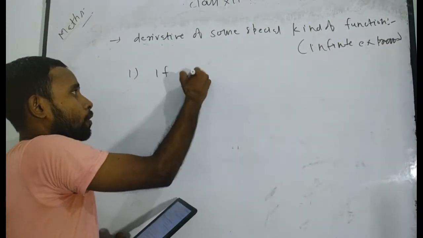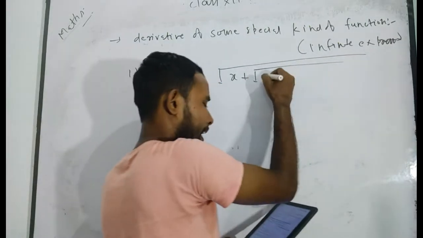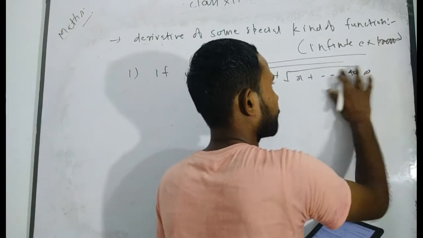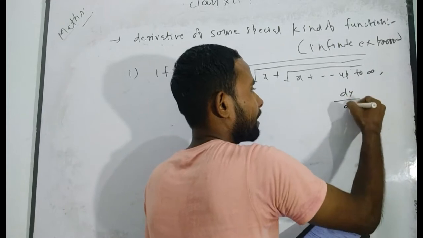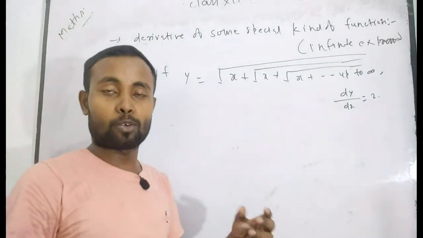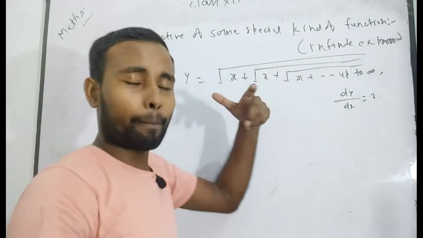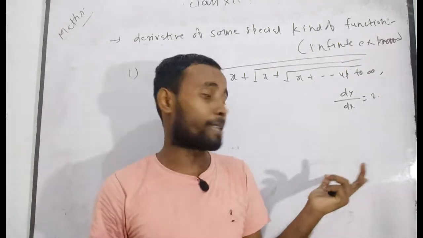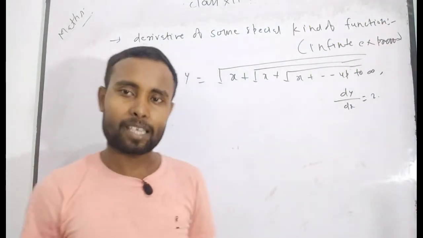Here it says if y is equal to root under x plus root under x plus root under x plus dot dot dot up to infinity, and you have to find dy/dx. Very interesting question and very easy. Now you will tell me, sir, how can we differentiate? If you go the usual way, firstly differentiate root under this term with respect to this, again the whole function with respect to this, it becomes totally boring for you and takes very long time, and its answer also mismatches when you go the usual way. That's why I will suggest another method to understand this concept.